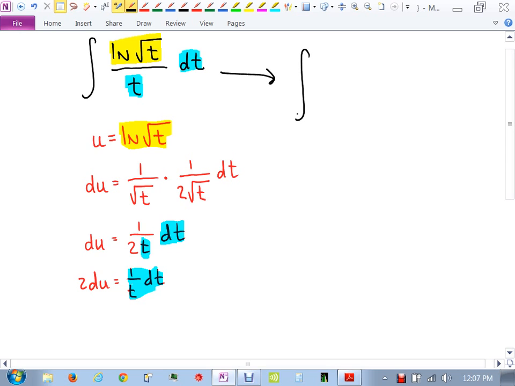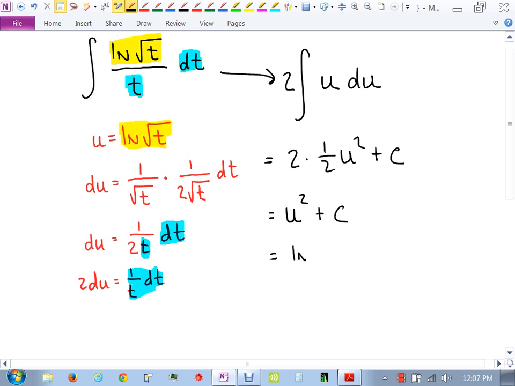The yellow gets replaced with what? u. The dt over t gets replaced with 2 du, and I can pull the 2 out. What's the antiderivative of u? u to the second over 2, right? Yep, so I'm going to put 1 half u squared plus a constant. The 1 half and the 2 cancel, so you just get u squared, don't you? Plus a constant. And u in this problem is the natural log of the square root of t. So all of that, I'm just going to put in brackets, squared plus c. Does that one make sense?